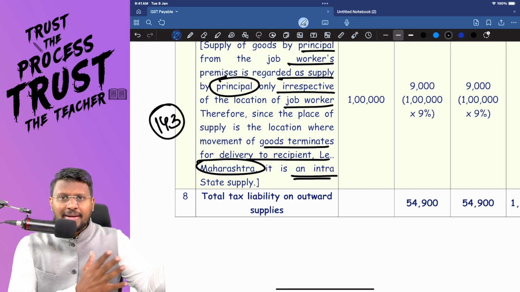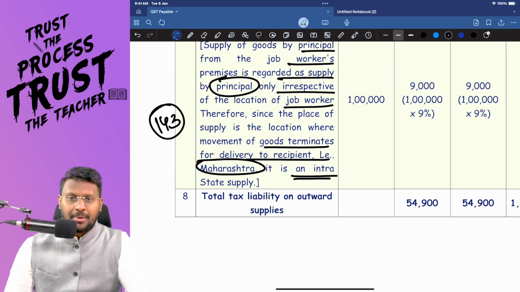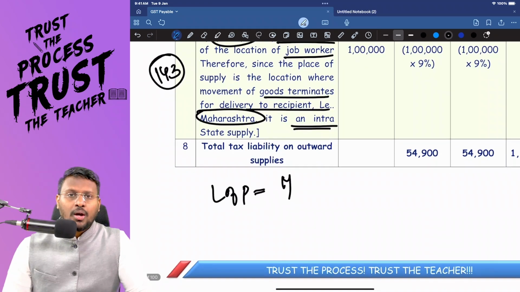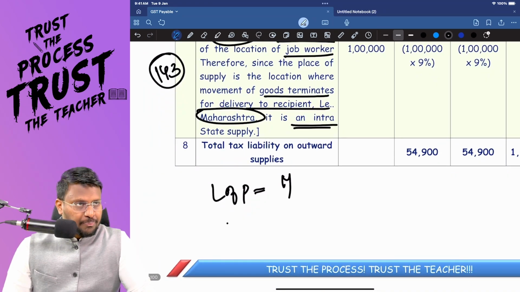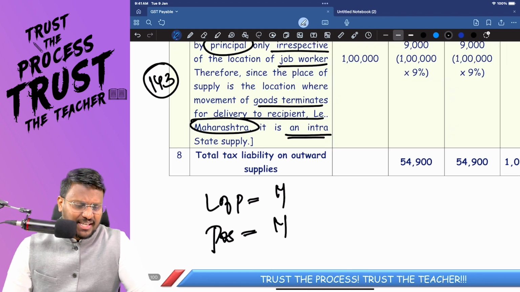The supply is from the premises of the job worker, but it will still be treated as a supply made by the principal. So where is the location of the principal? The location of the principal is Maharashtra, and the place of supply is where the movement terminates, which is also Maharashtra. So it's an intra-state supply.